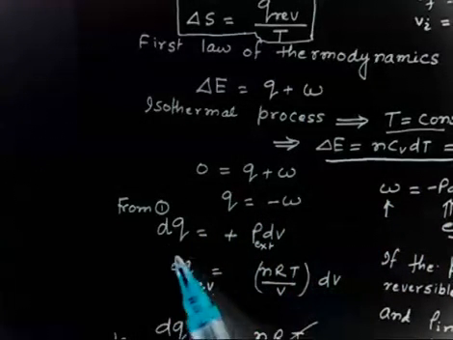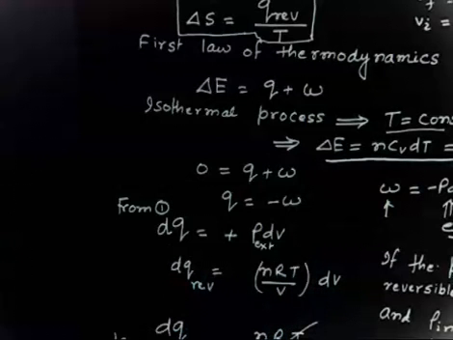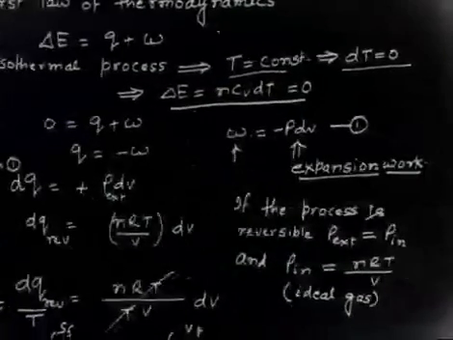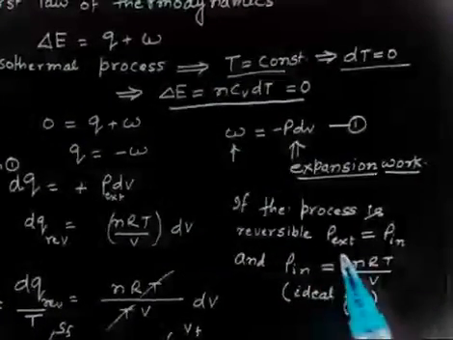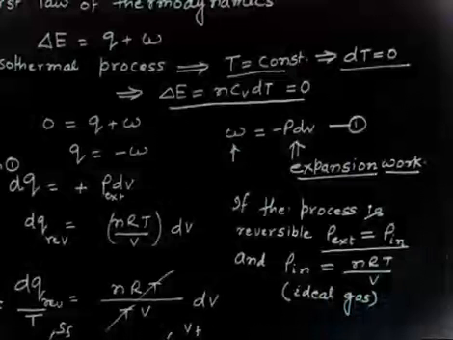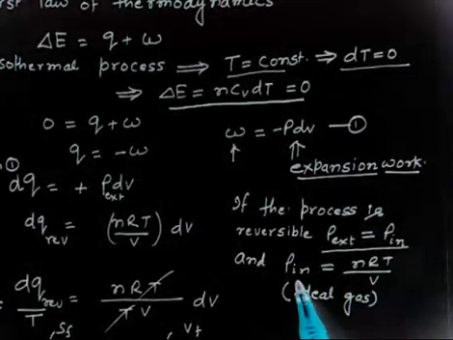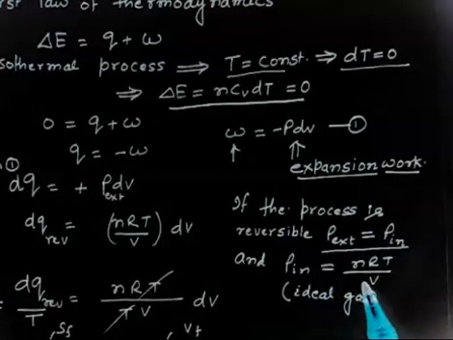So dq is equal to P external dV. Now if the process is reversible, I can say P external is equal to P internal. External pressure and internal pressure are the same. In that case, if I apply the ideal gas equation, PV is equal to nRT, internal pressure can be given simply by nRT by V.